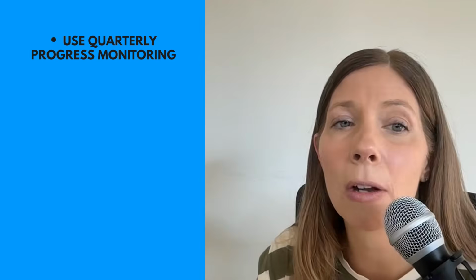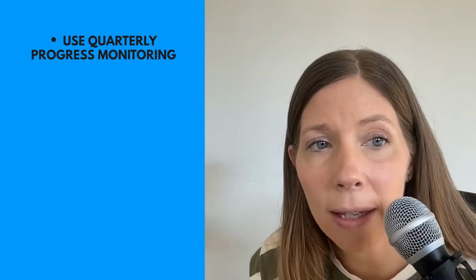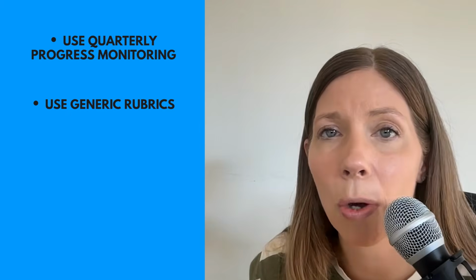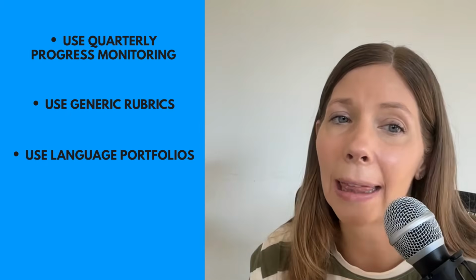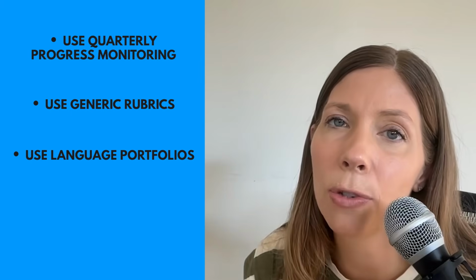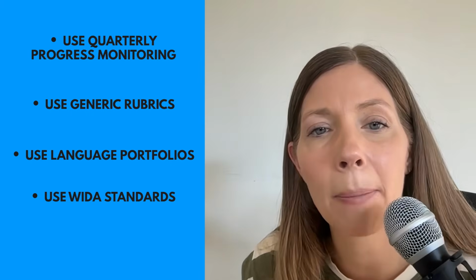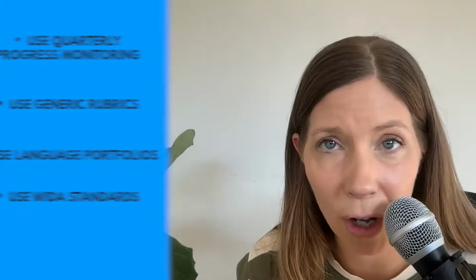So to recap today's episode, first, use quarterly progress monitoring for consistent snapshots. Then use generic rubrics for simple, consistent growth measures across assignments. Then use language portfolios to tell the story of student growth. And then use WIDA standards as the roadmap that points you toward the next step in instruction. These tools together will save your sanity and give you confidence that you're not only tracking progress, you're using it to guide meaningful instruction, which is what it's all about, right?